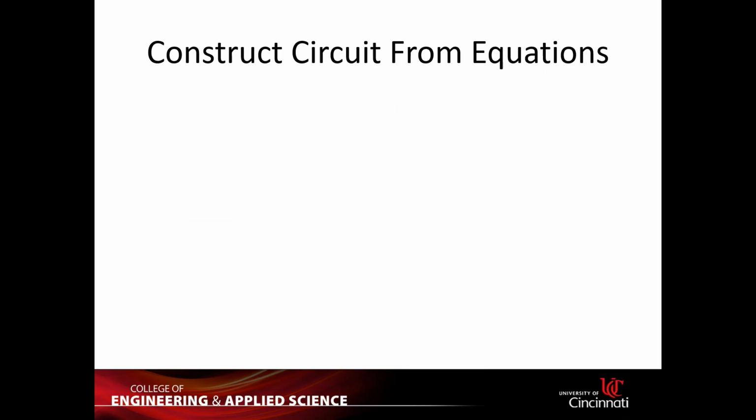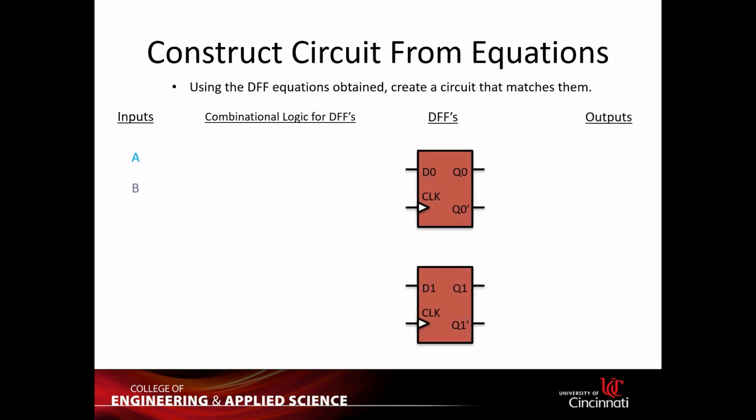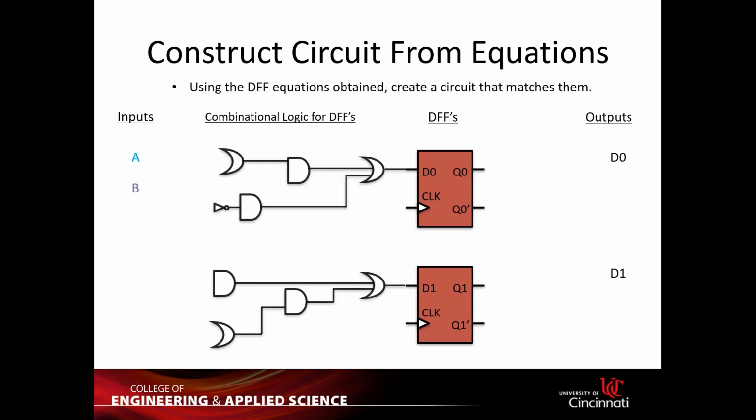And at the end, once you have your equation, you can construct your circuit. If you use D flip-flops, you can use the D flip-flop equations that you obtained to create a combinational circuit that matches. For example, you have 4 states, you can use 2 D flip-flops here. You have some type of output. You can construct the combinational logic based on the flip-flop input equations.